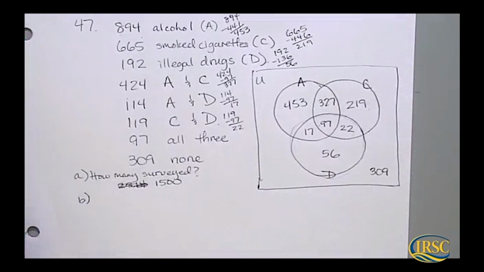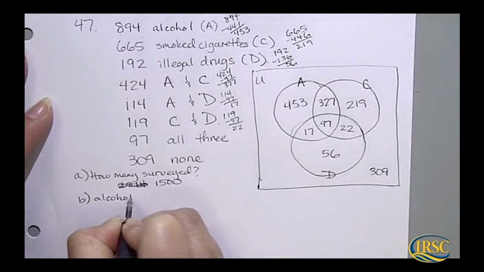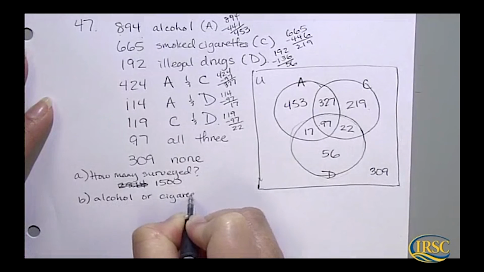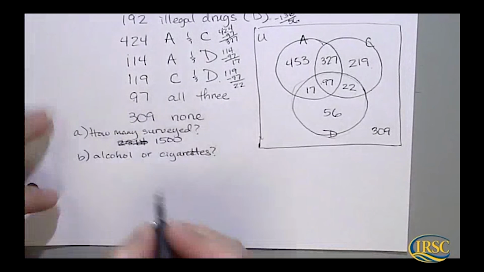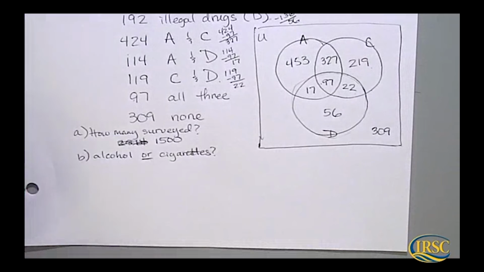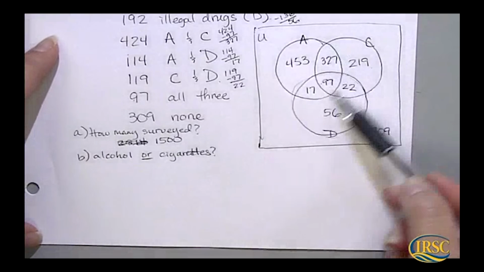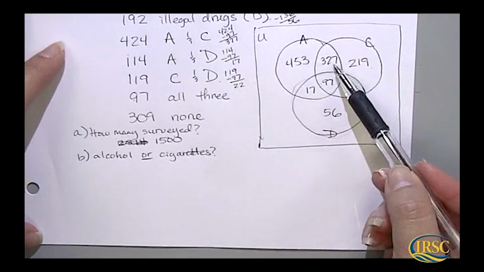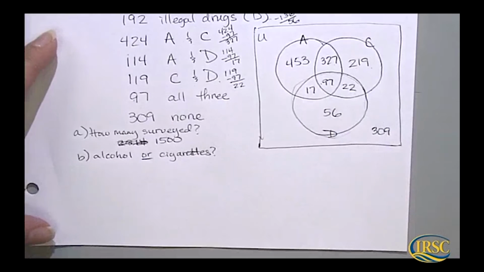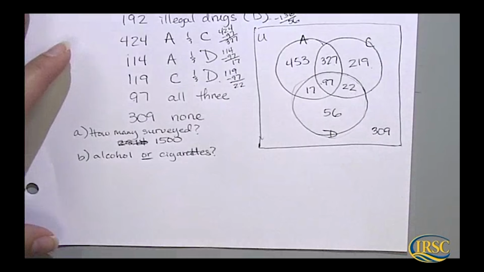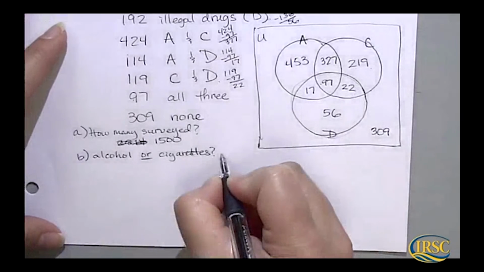All right, part B. How many drank alcohol regularly or smoked cigarettes? Okay, so they want to know alcohol or cigarettes. What is the key word in that problem? Or, good. What does or mean? Union, good. So being the union, that means that you want everything inside of alcohol or cigarettes. So everything inside of this circle or this circle. So you're adding the 453, the 327, the 219, the 17, the 97, and the 22. 1,135 is correct. Great job.